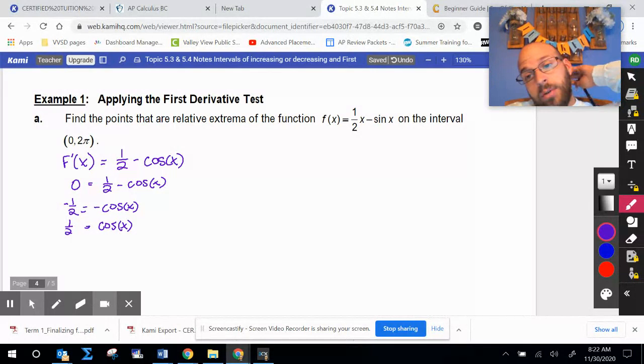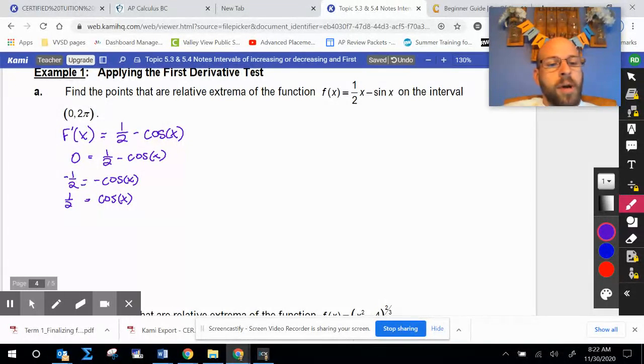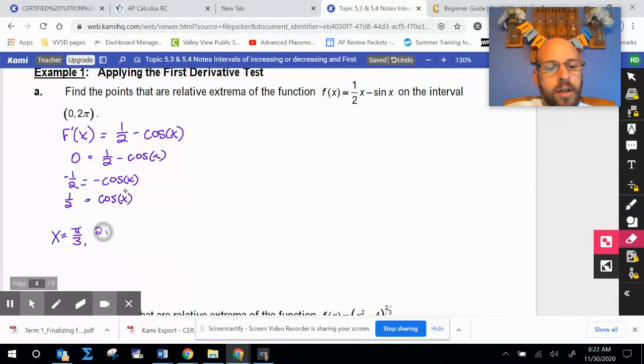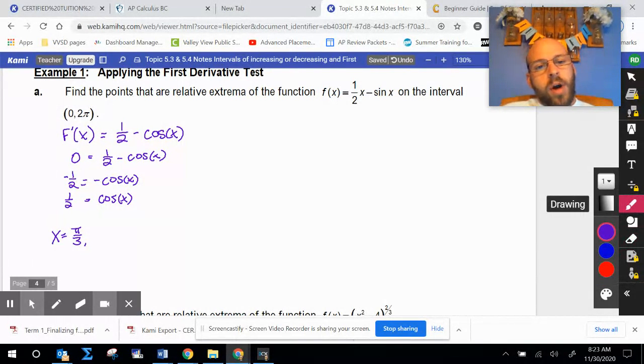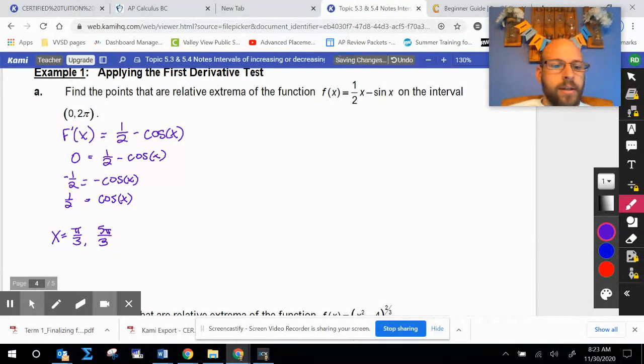Now, I have to think of my unit circle. For what values would cosine be 1/2 between 0 and 2 pi? If I think for a second, x is going to be at pi over 3. Oh, I think it's just pi over 3, because at 2 pi over 3 cosine would actually be negative. So at pi over 3 and, in the fourth quadrant, 5 pi over 3. Okay, so these are my two angles for which that happens.